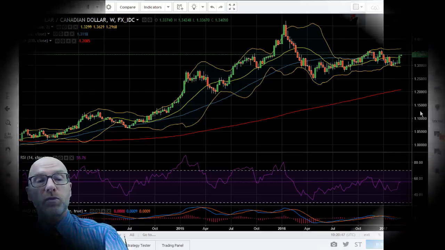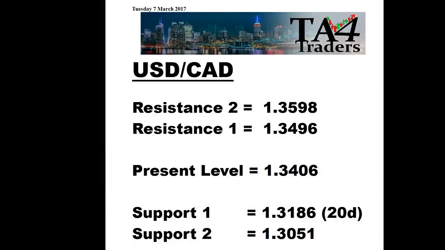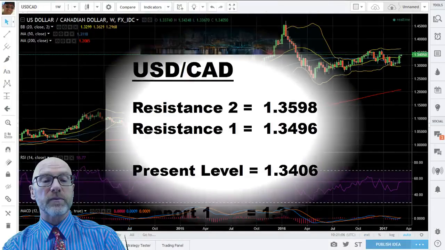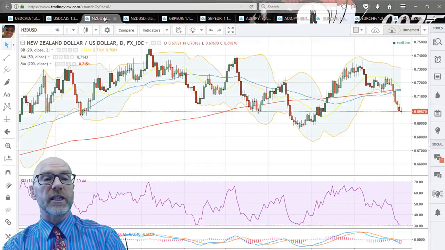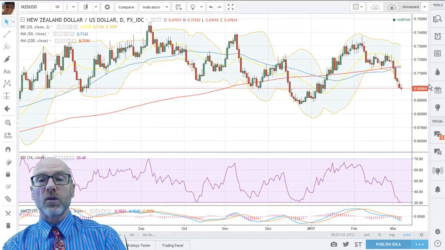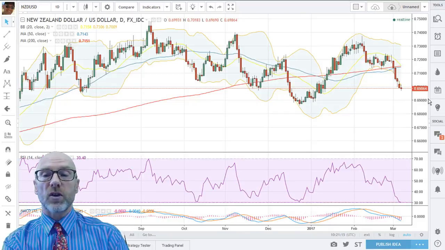On the support and resistance levels, the 20-day will give the support about the 132, second support's at 130.51, and then on the resistance levels, these are from the end of December, 134.96 and 135.98.